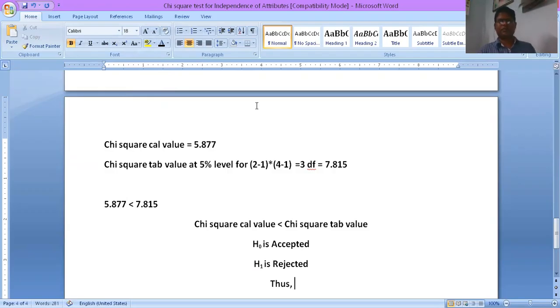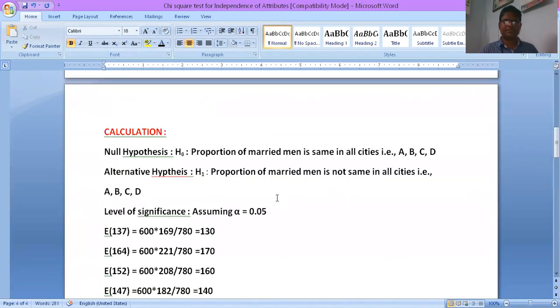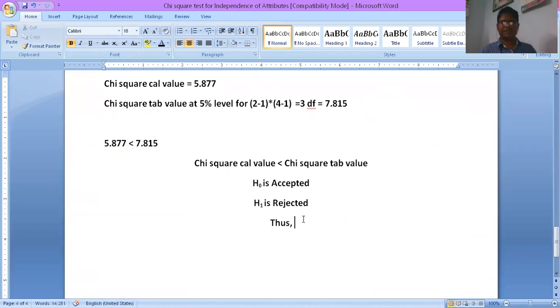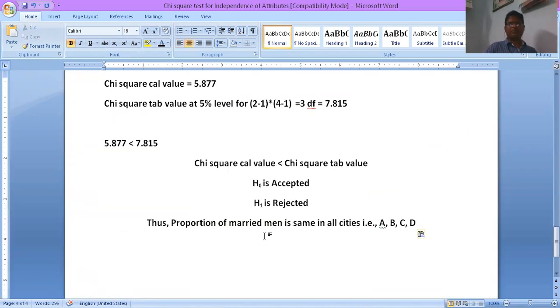So what is the null hypothesis? Proportion of married men is same in all cities, that is A, B, C, D. Just copy and paste here. Thus, the proportion of married men is same in all cities A, B, C, D. Okay, so proper finishing is important to the problem. So write inference.